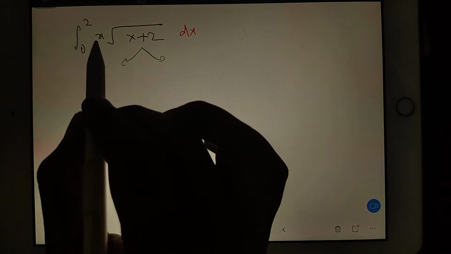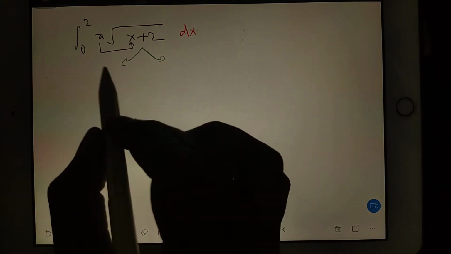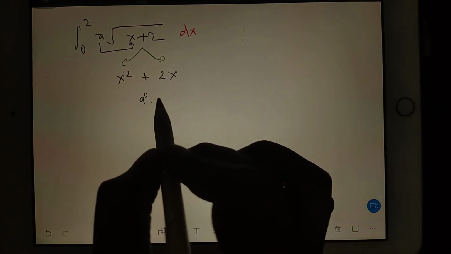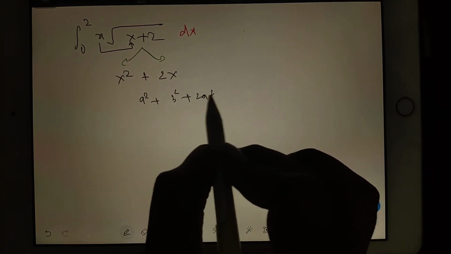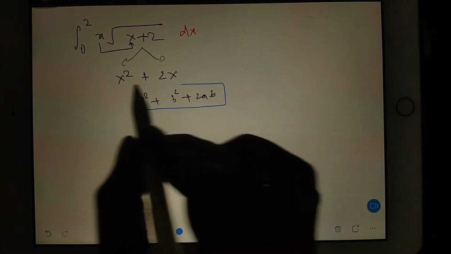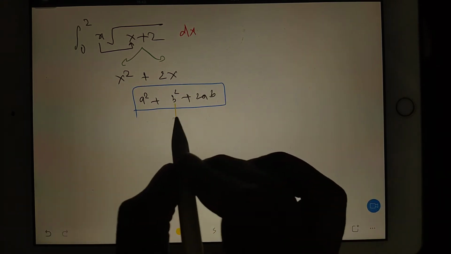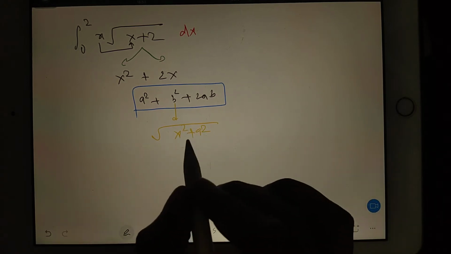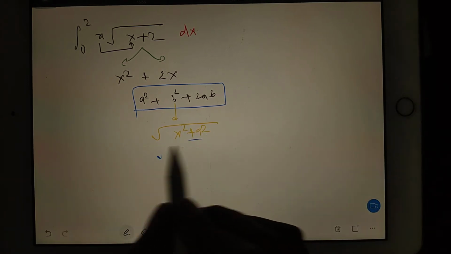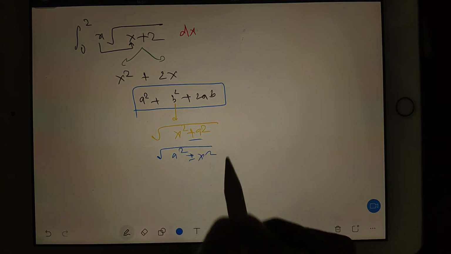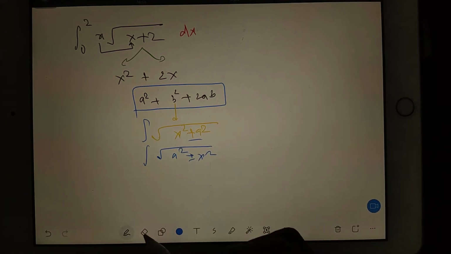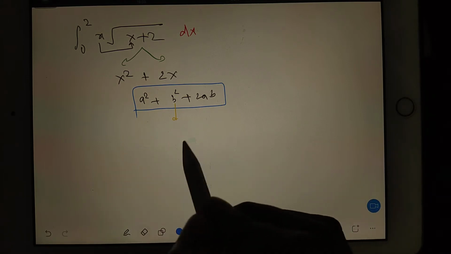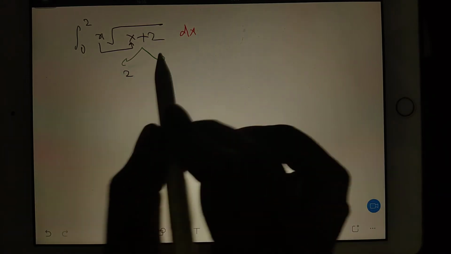One way is you multiply this x inside, so it will become x square and it will become 2x. Then they will be thinking about this format, a square plus b square plus 2ab, and after that you will be converting this equation into the format under root x square plus a square, or under root x square minus a square, or under root a square plus minus x square. And after that we'll be applying the integration formula. This is one way to crack this numerical, but that will be very lengthy. It will consume so much time.